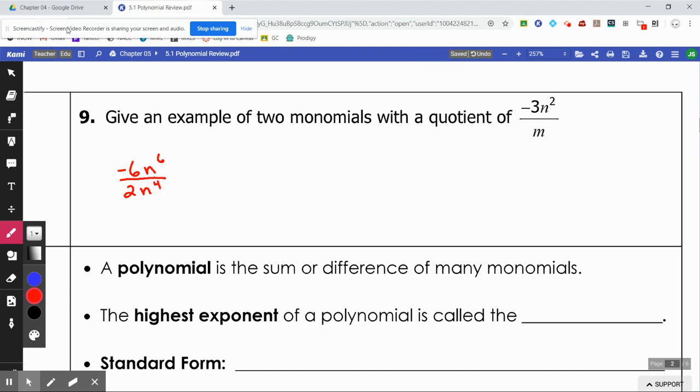There's one m on bottom, so that means that the quotient you started with had one more on bottom, maybe m to the 5th on bottom and m to the 4th on top. And the other example would be very similar to that. I'll leave that up to you.